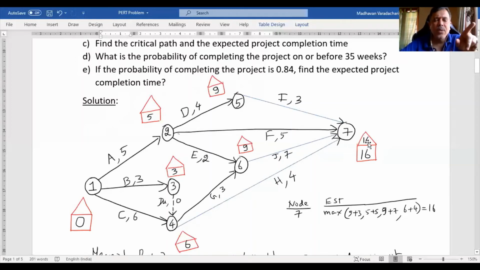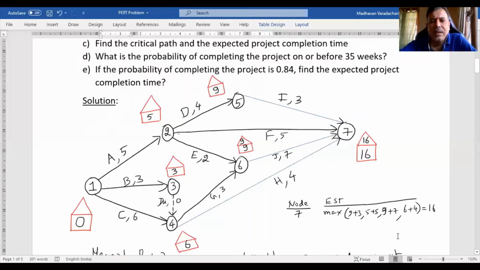So when you do the backward pass, you need to subtract the elements. And then if there is more than one back arrow, you will be choosing the least. Here in the forward pass, you are choosing the maximum. In the backward pass, you will be choosing the minimum. So 16 minus 7, it becomes 9. So fill up here with 9.